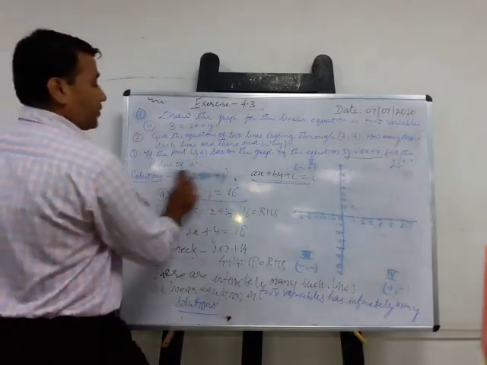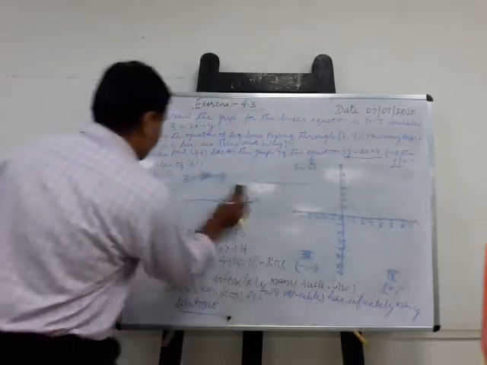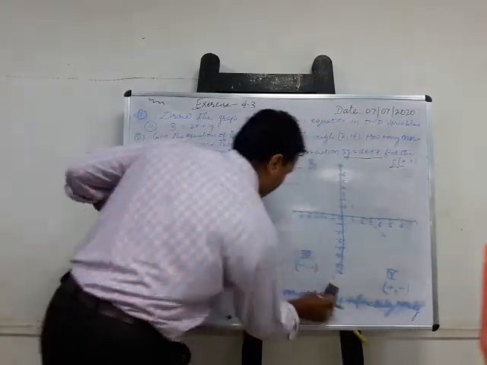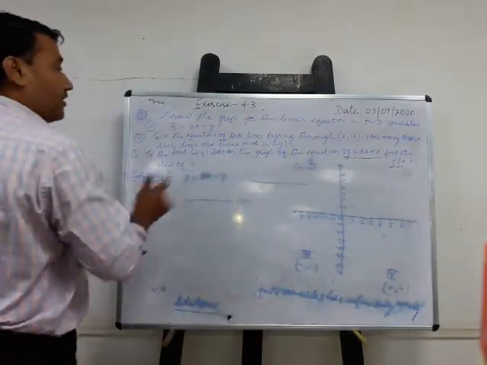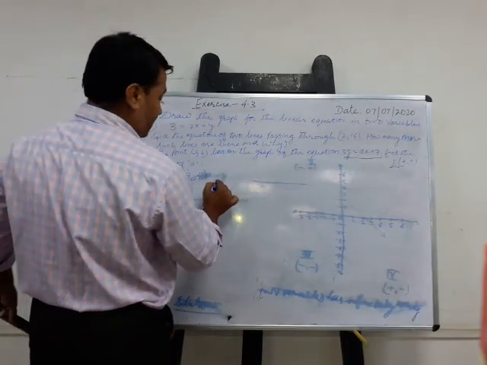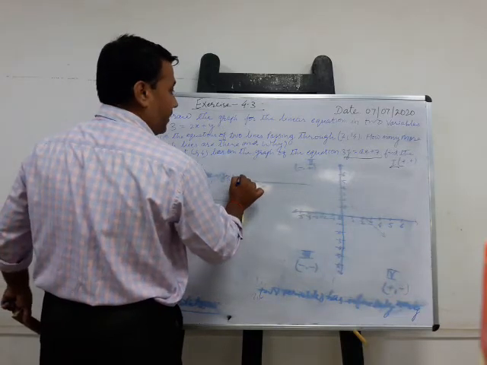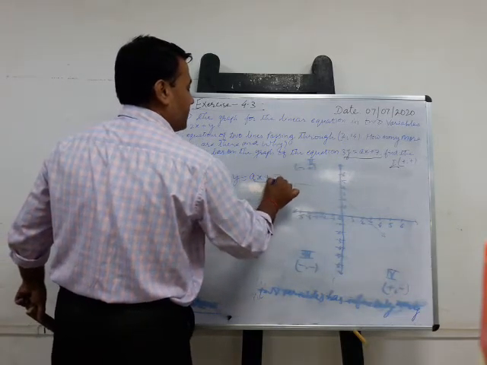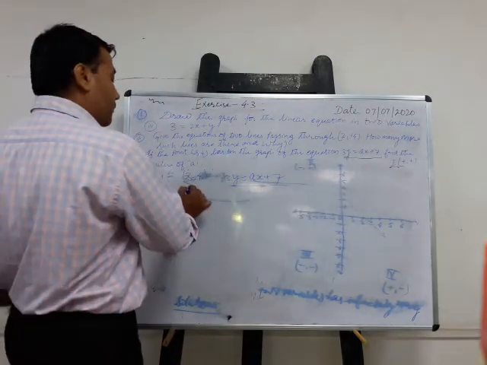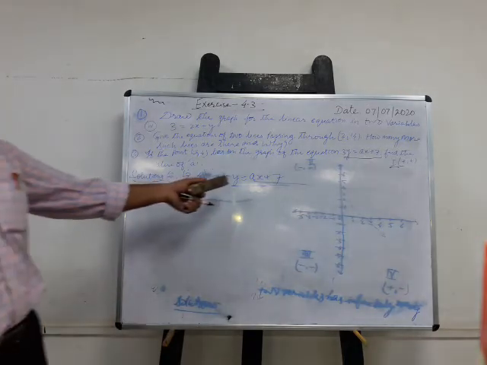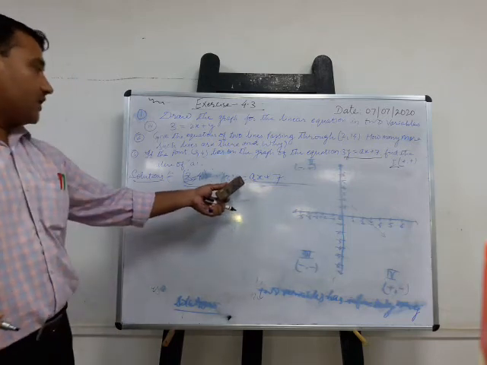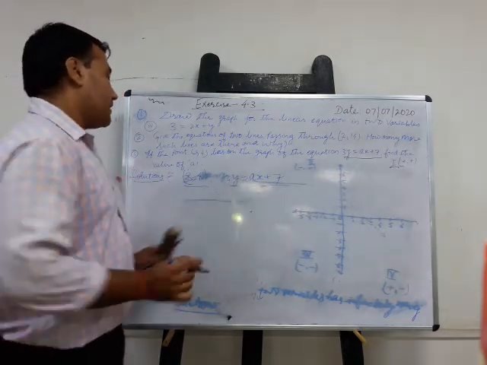Now let us move to the third question. What is the third question, children? If the point (3, 4) lies on the graph of the linear equation in two variables 3y equal to ax plus 7, then you have to find the value of the unknown constant a. Let us find out.